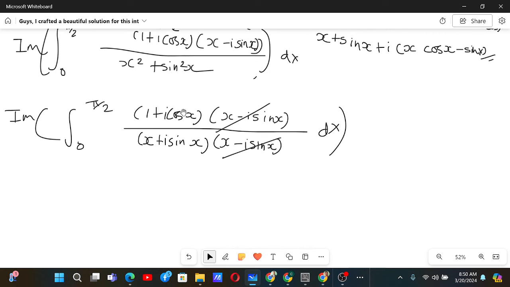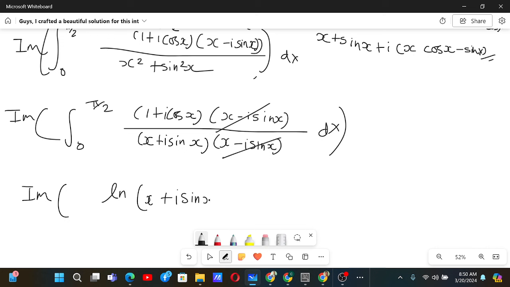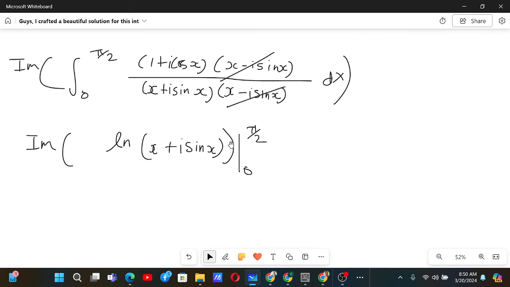And we know that the expression in the numerator is just the derivative of the expression in the denominator, so we can directly say that this integral is actually log of x plus i sin x. And this needs to be evaluated from 0 to pi by 2, but we can do that after taking the imaginary part. That will be helpful for us to evaluate the limit condition, because if we first apply these limits, there will be some sort of indeterminate forms that will make problems. So first of all, we'll find the imaginary part and then do the limits.